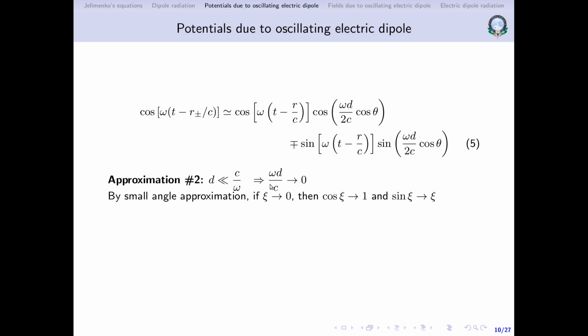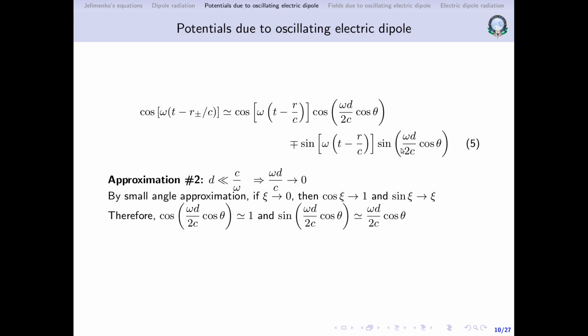Because of this approximation, this phase is going to tend towards 0, and this also is going to tend towards 0. As a result, this cos term will be approximately equal to 1, and this sine term will be approximately equal to whatever is the phase here. So cos of this term will be approximately equal to 1, and sine of this will be approximately equal to whatever is the argument of sine.